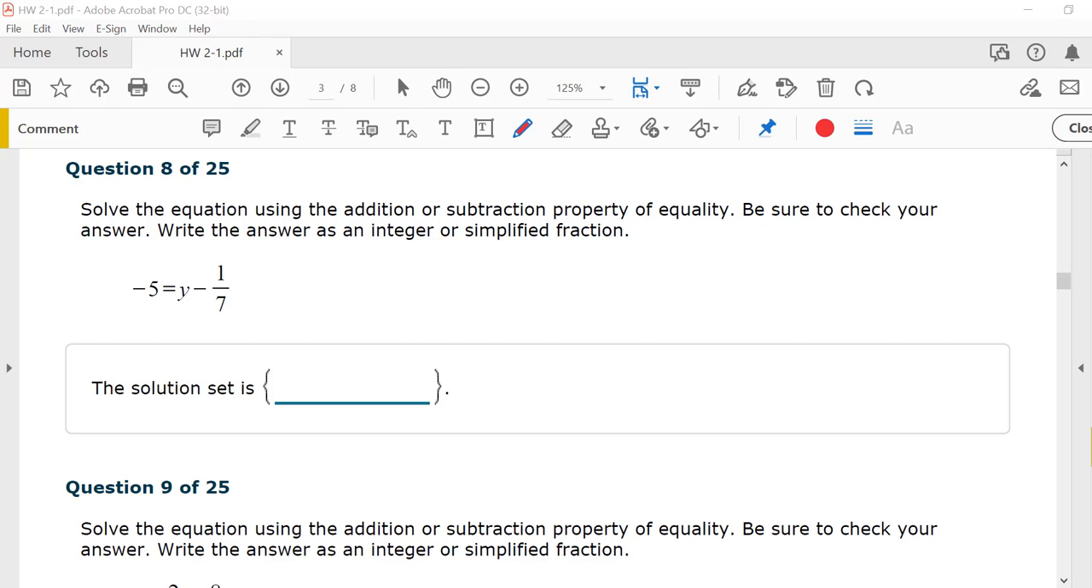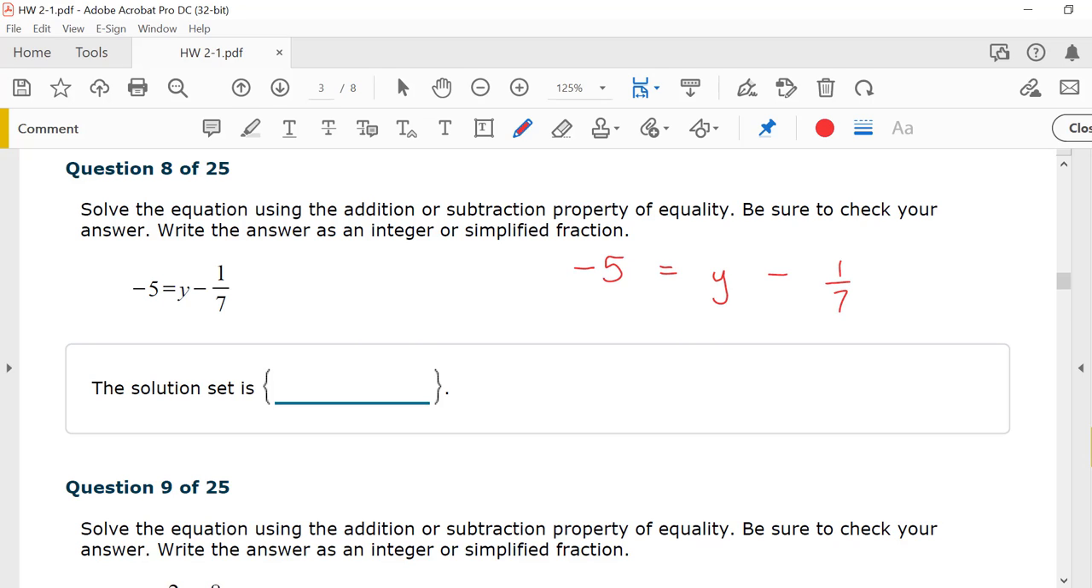Number 8. Solve the equation using the addition or subtraction property of equality. Be sure to check your answer. Write the answer as an integer or simplified fraction. Your equation is negative 5 equals y minus 1/7.